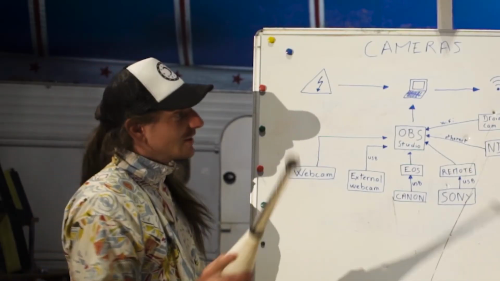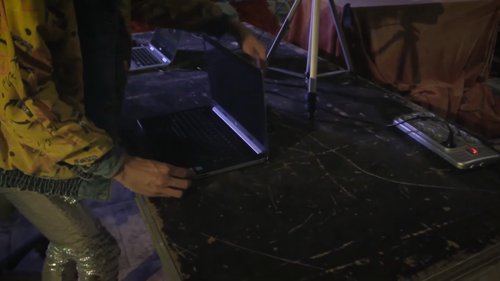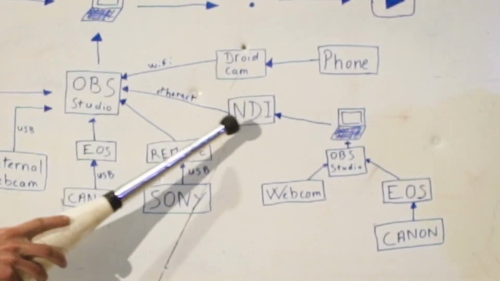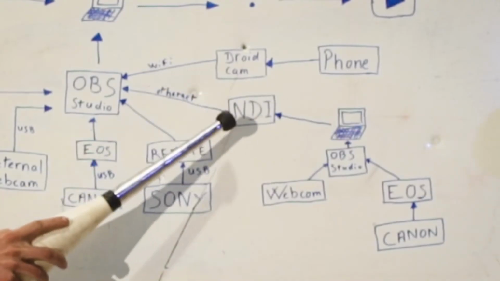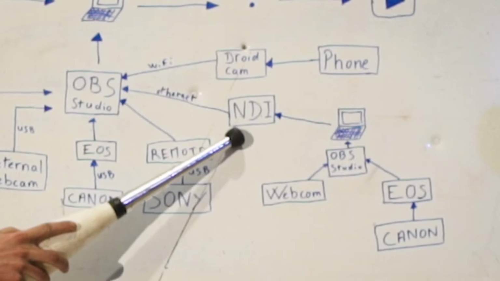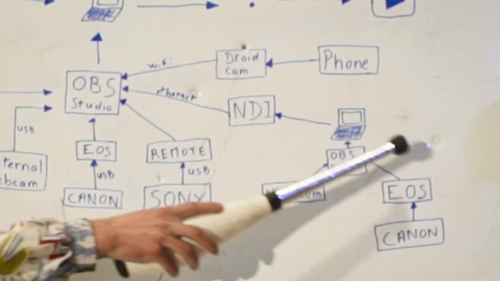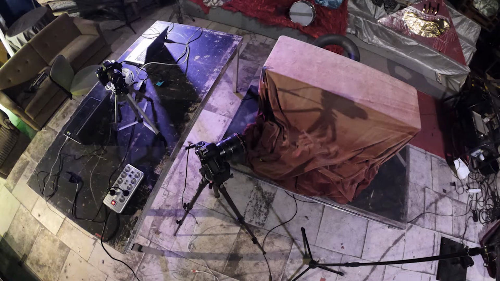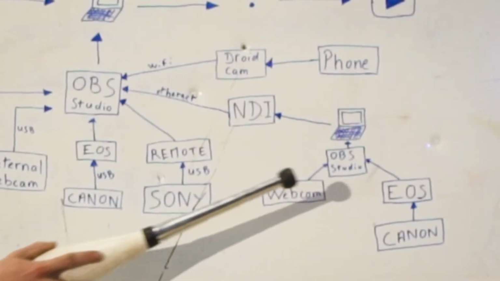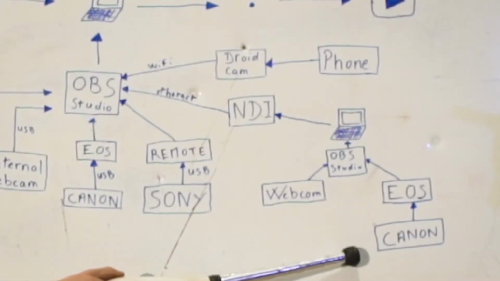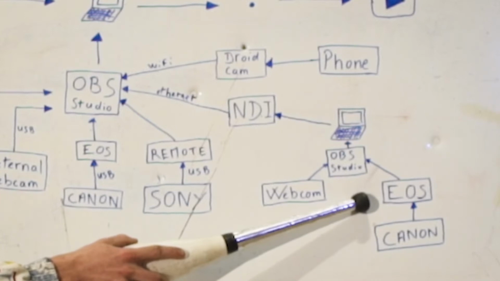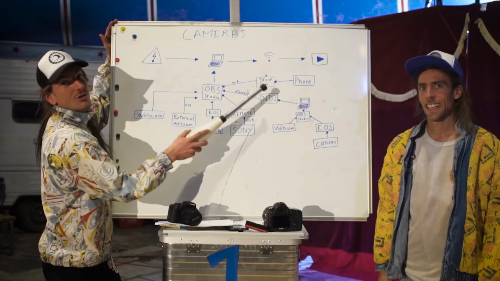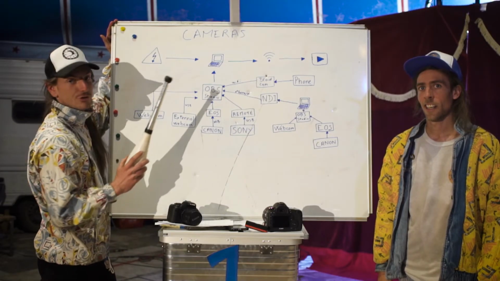You can connect another computer to OBS Studio using an Ethernet cable and the plugin NDI. Then you can do all the other process on the second computer using OBS Studio, getting the webcam, getting the Canon through another EOS Utility, and sending all the video flow to the third OBS.